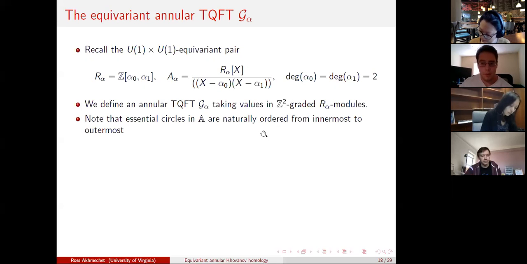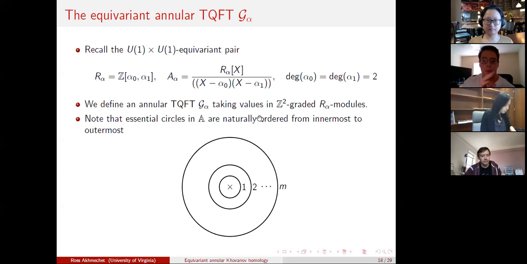So one key thing to realize here is if you have essential circles in the annulus, there's naturally an ordering. There's one of two natural orderings, from innermost to outermost, for example. So here you have some essential circles in the annulus, and you start closest to the puncture. That's the first one, then the second one, and so on, outward. So this is going to be an important point, this ordering.